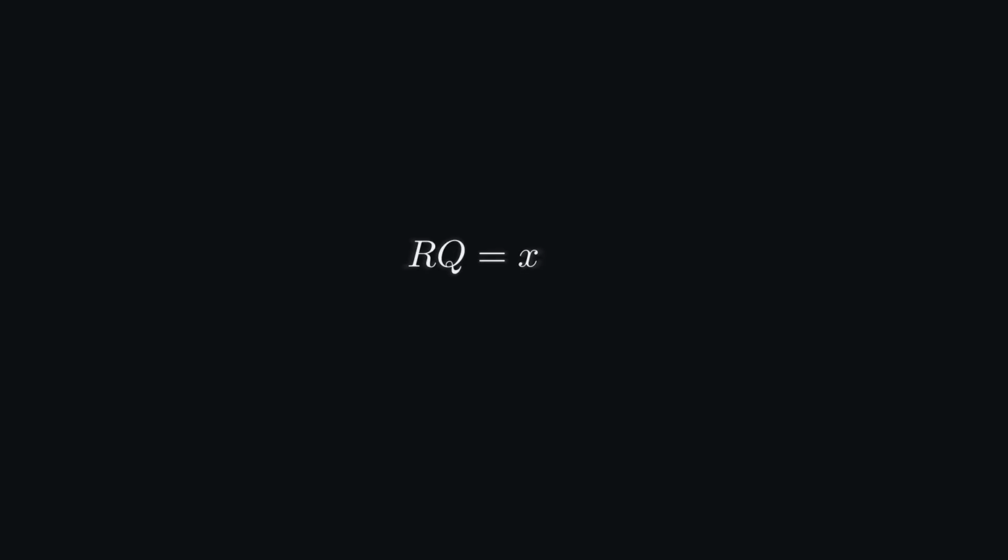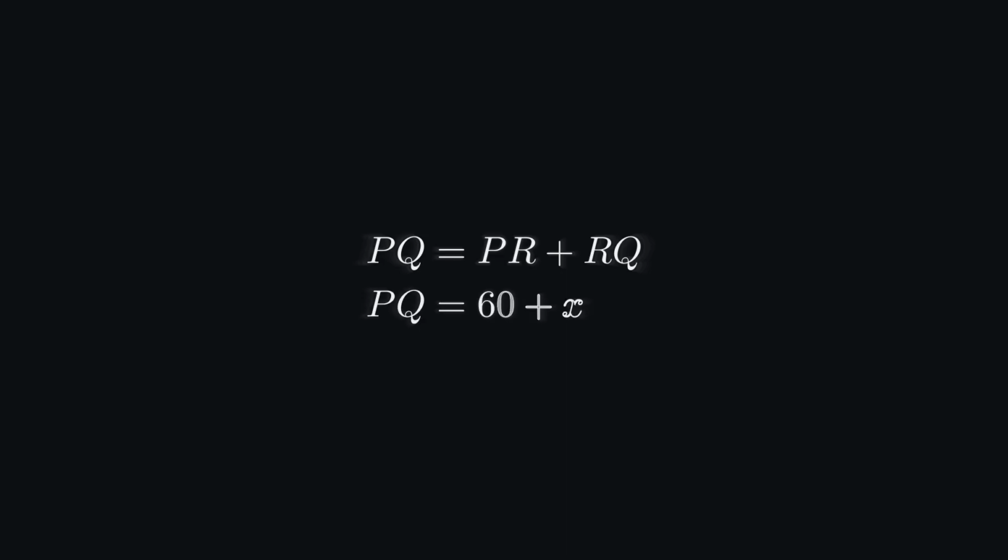RQ equals x. PR equals 60 meters. PQ equals PR plus RQ. PQ equals 60 plus x.